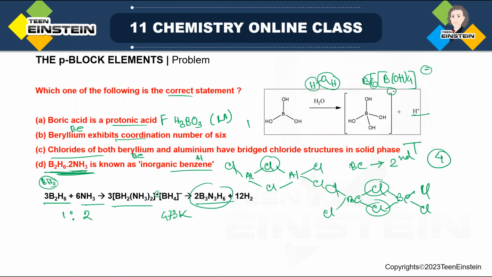Why is it called inorganic benzene? Because if you consider its structure, it has similarity with the benzene structure, and that is why it is called inorganic benzene. Inorganic, why? Because there is no carbon, so it is inorganic. Okay, so the last statement is also correct.